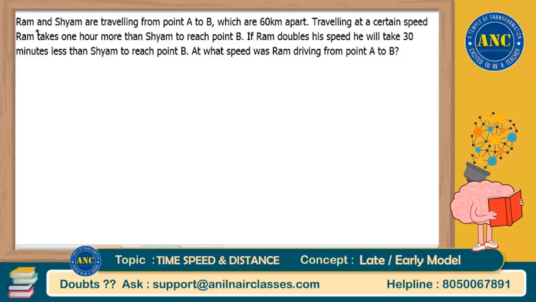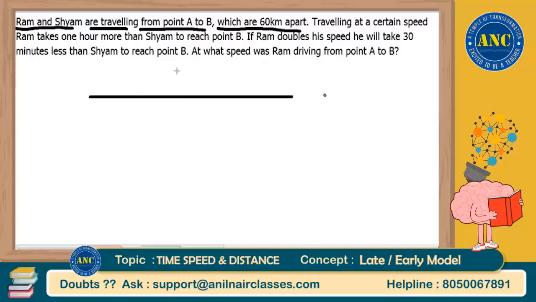Beautiful question this is. Ram and Sham are traveling from point A to B, which are 60 kilometers apart. Let me explain you with the diagram. That means there is a distance from A to B. The distance is mentioned in this question as 60 kilometers. This is A, this is B. There are two people. Okay, let me write this distance. Distance is given as 60 kilometers apart, right?